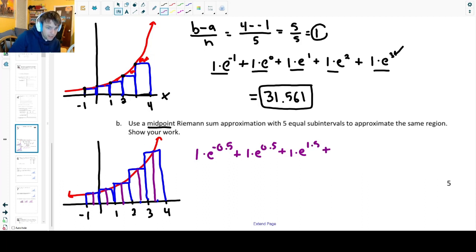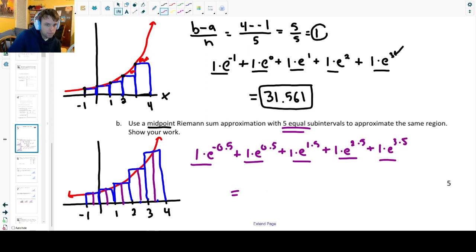Plus 1, that's again our width is 1, times e to the 2.5. And finally, plus 1 times e to the 3.5. And again, those are our 5 intervals, right? 1, 2, 3, 4, 5. Never bad to count those up again, to make sure you didn't accidentally include 6 intervals or 4 intervals, because you want to make sure you're doing 5 in this case.